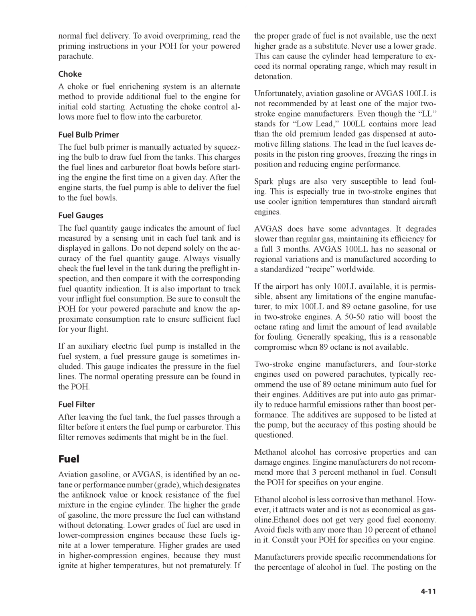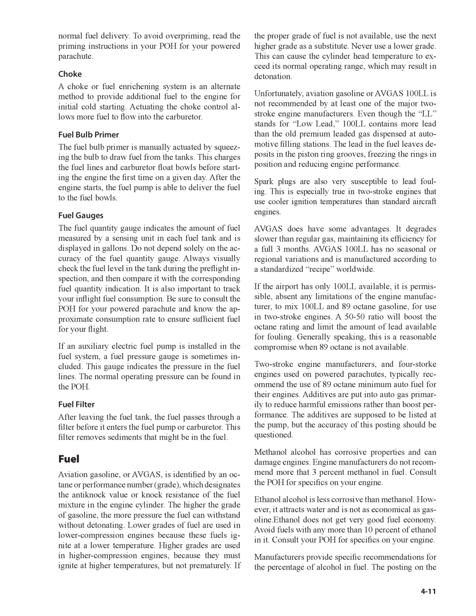Be sure to consult the POH for your powered parachute and know the approximate consumption rate to ensure sufficient fuel for your flight. If an auxiliary electric fuel pump is installed in the fuel system, a fuel pressure gauge is sometimes included. This gauge indicates the pressure in the fuel lines. The normal operating pressure can be found in the fuel filter.